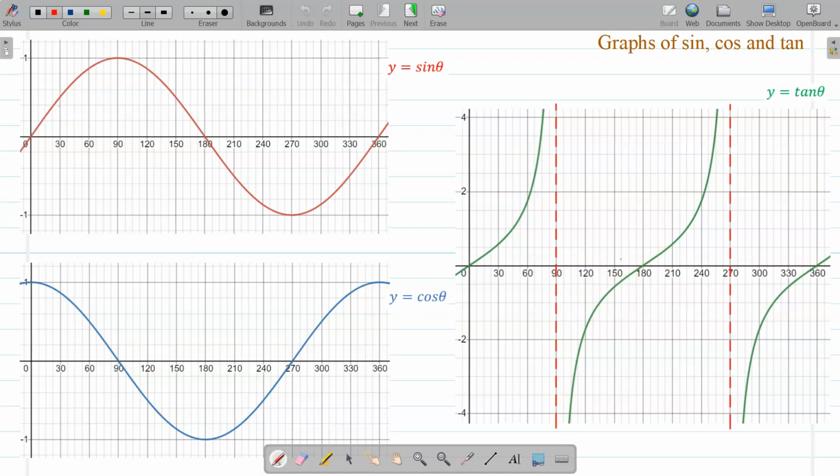So the next thing we need to look at is how we use these graphs to help us answer questions about angles that might be asked for in an exam question. Let me explain what I mean. Suppose we were looking for an angle that has a sine of 0.5.